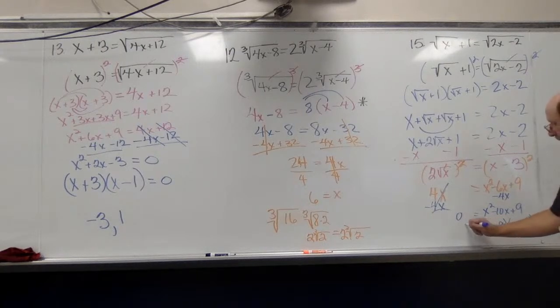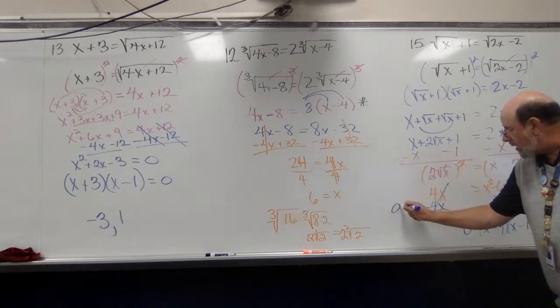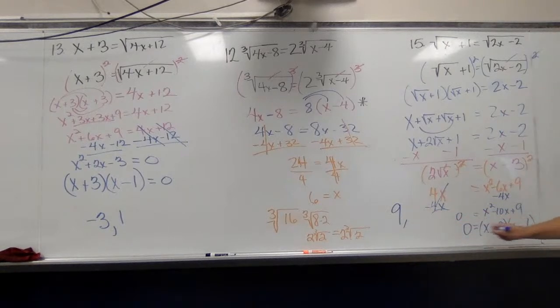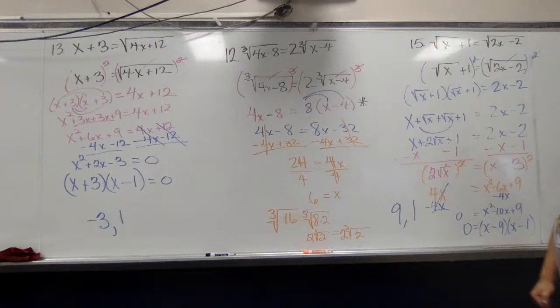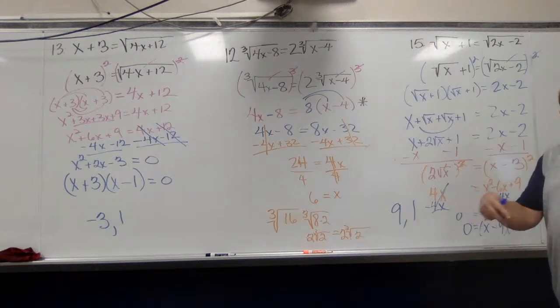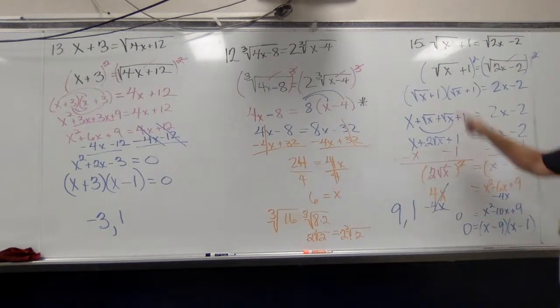Okay? That being said, what number minus 9 equals 0? That would be positive 9. So my answers are positive 9 and positive 1, right? Because 1 minus 1 equals 0. If I put these values back into the original, I should come up with an answer that works.